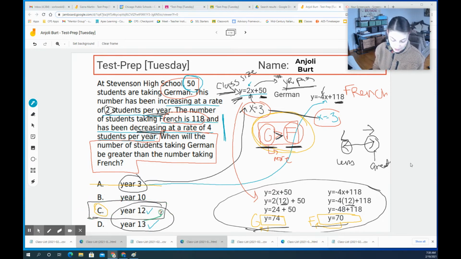Now, some of you guys might have actually tried out letter D, which is also true. There are more students enrolled in German than in French. The only issue is, when did it occur earlier, right? And it occurred at year 12. So in a scenario like this, it would be good to test out a value that is close to the value of 13, simply because it could have occurred 1 year earlier. When we did try out letter B, right, 10 years, it was once again similar scenario as year 3. It wasn't true that the German enrollment was larger. It was smaller still. All right, let's go ahead to number 2.